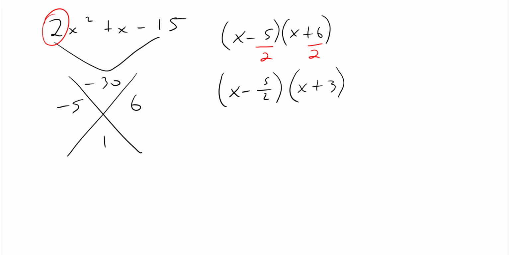Okay. Next step. You slide the 2 over. So you get 2x minus 5, x plus 3. And you're done with the problem. That's not bad. Okay, let's do a couple more examples.